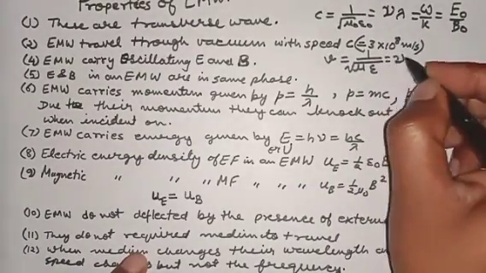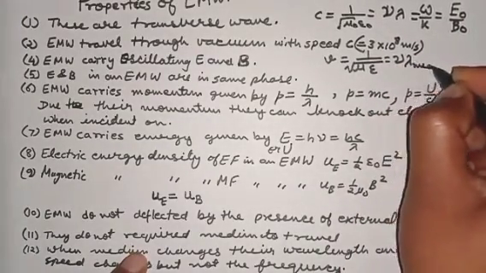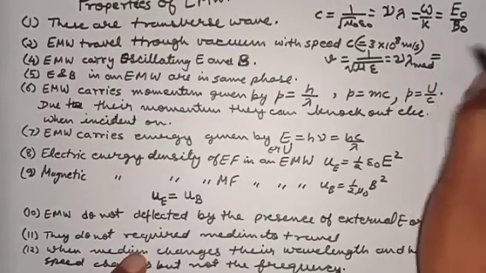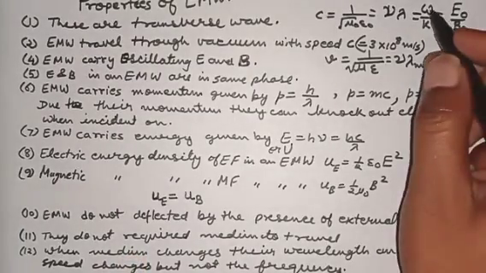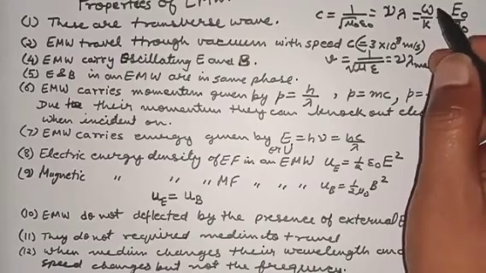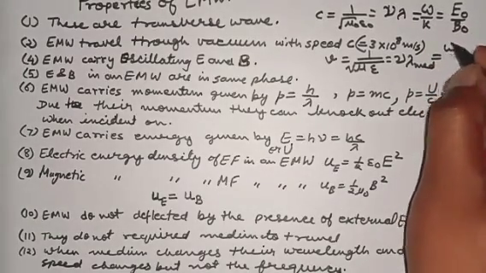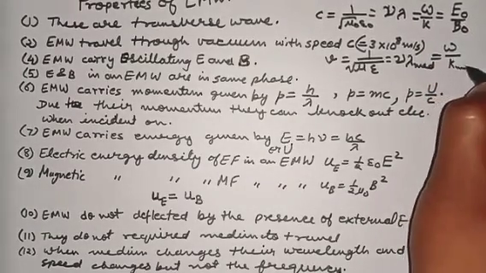Nu will remain same, wavelength will change, and so other terms will also change. Omega will remain same but k will change, k for medium.